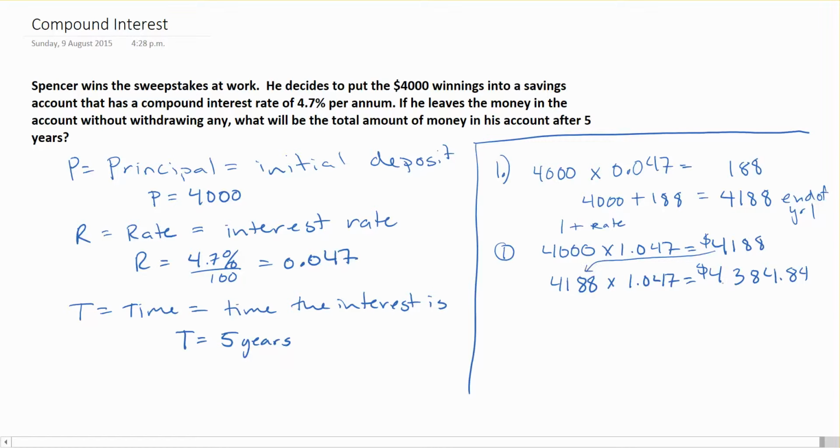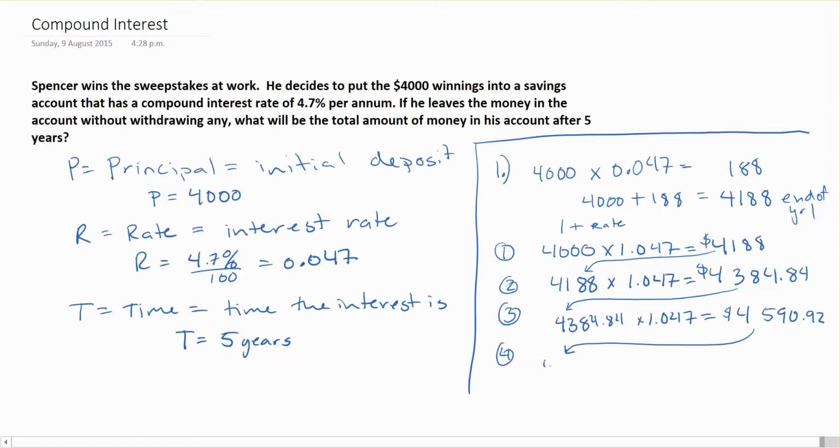And so much like we did before, that amount is going to go into the start of the third year, 4,384.84 times the compounded interest rate, and at the end of the third year, 4,590.92. And again, that amount will get compounded in the fourth year. So we can see what's happening here is that every year he's gaining more and more interest. And his account is growing and getting much stronger, much wealthier as time goes on. So at the end of the 5th year, let's see what he's got.